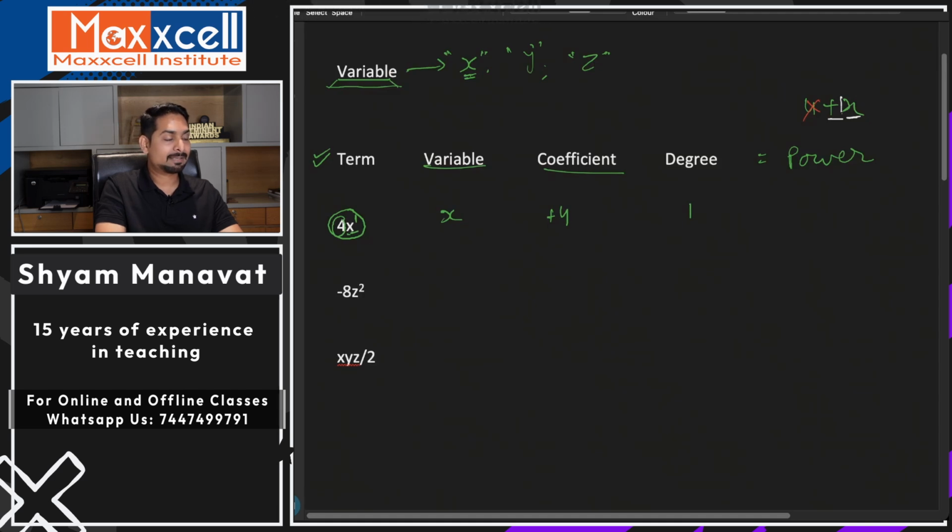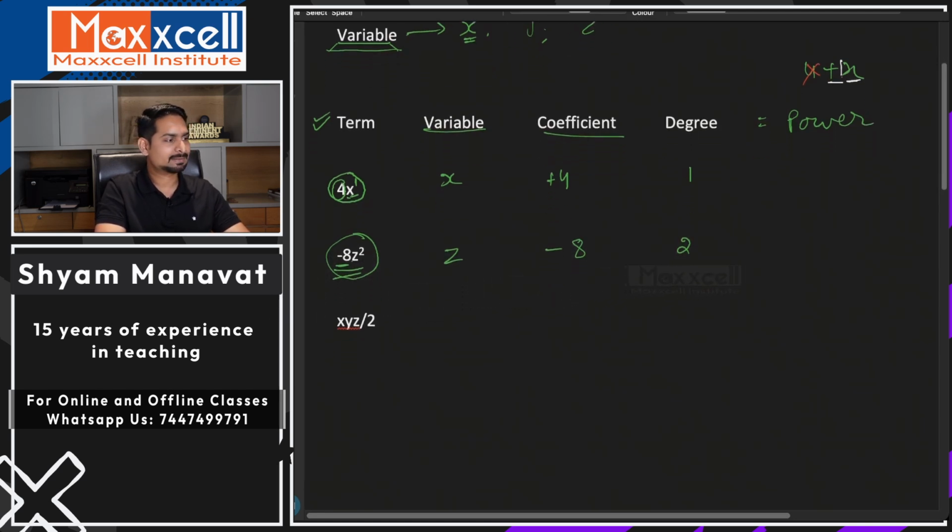Let's see once again. If I have minus 8z square, so here the variable is what? Z. This is a square term because you got variable power 2. So what is the order or degree of the variable here? Degree of the variable is 2, right? What is the coefficient of the variable here? A number which is in multiplication with the variable. So what is that? Minus 8. Not only 8, it will be minus 8. Understood? Okay.